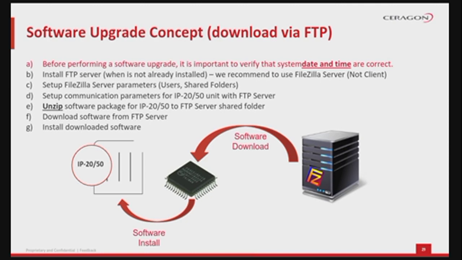C. Set up FileZilla server parameters. D. Set up communication parameters for IP50 or IP20 unit with FTP server. E. Unzip software package inside the FTP server's shared folder. F. Download the software from FTP server. G. Install downloaded software.